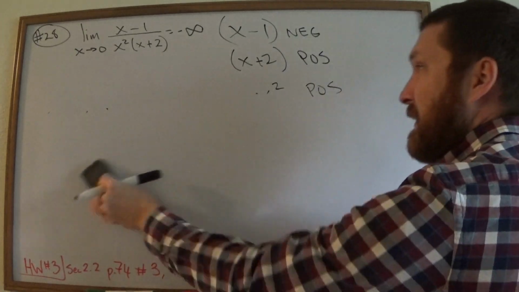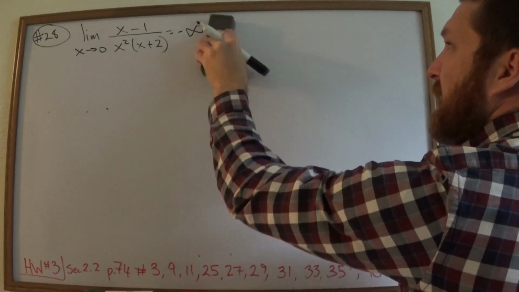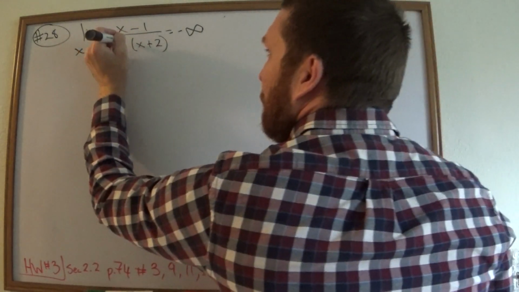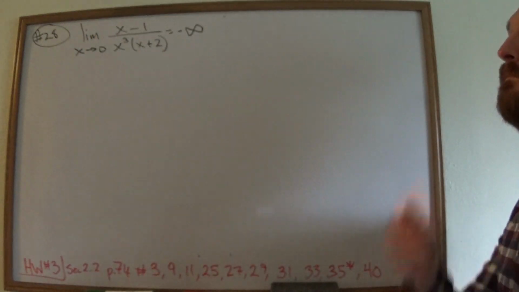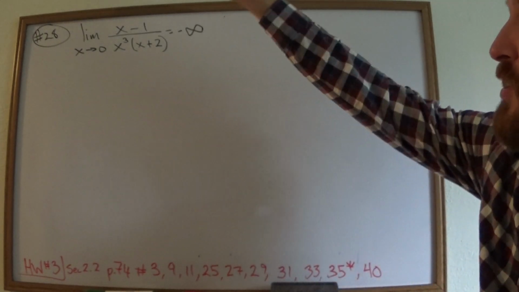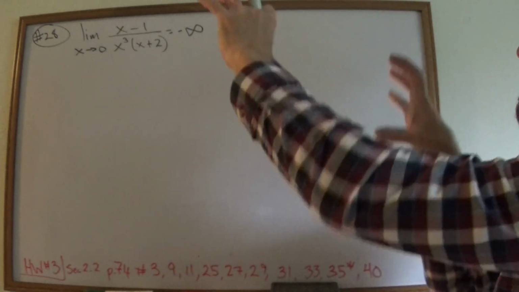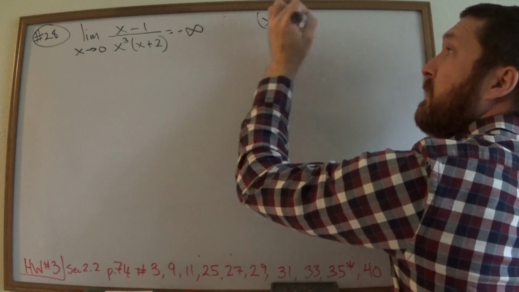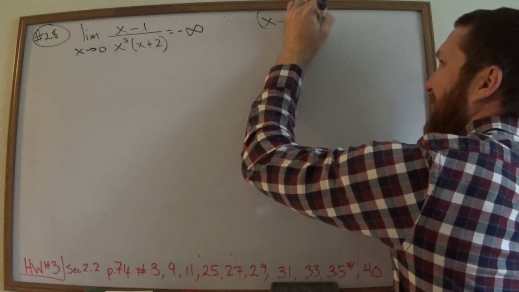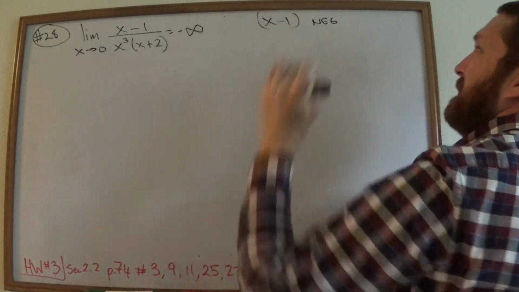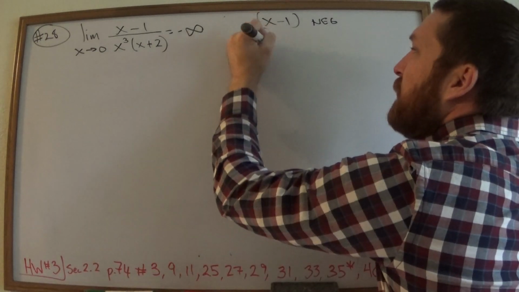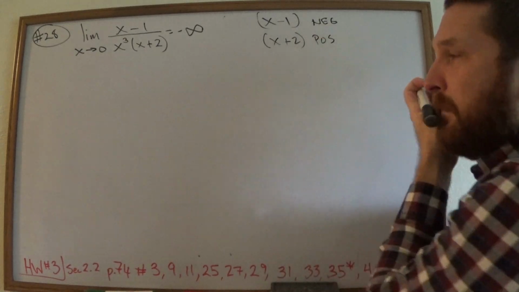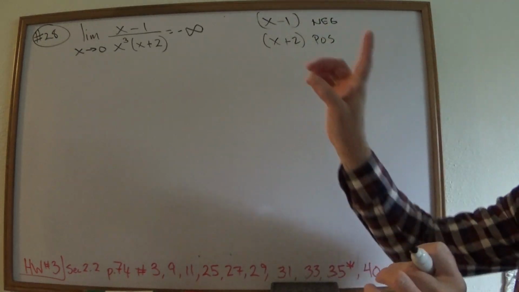So let's say almost exactly the same problem, but now this guy's cubed. Same analysis. We have 3 things that are being multiplied together. We have our x minus 1, which near 0 is negative. The x plus 2, which near 0 is positive.